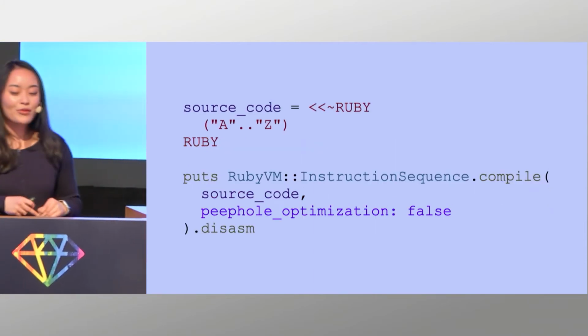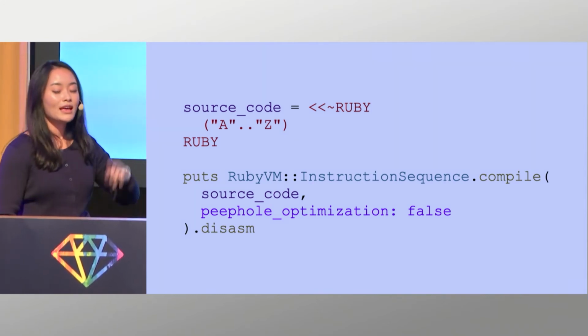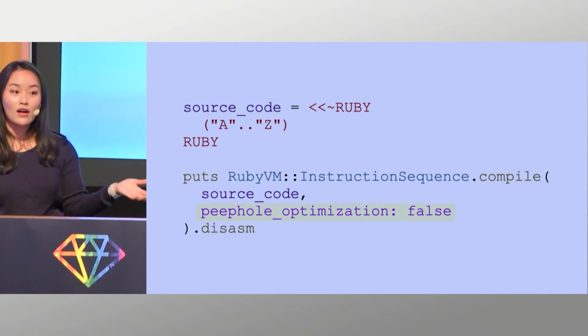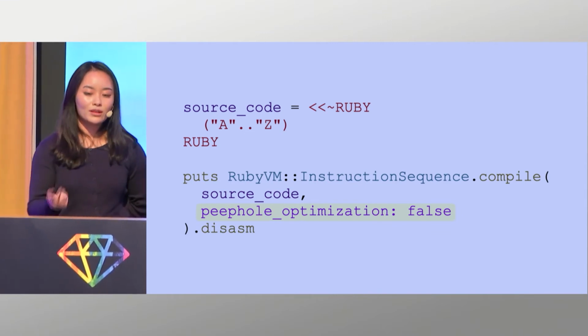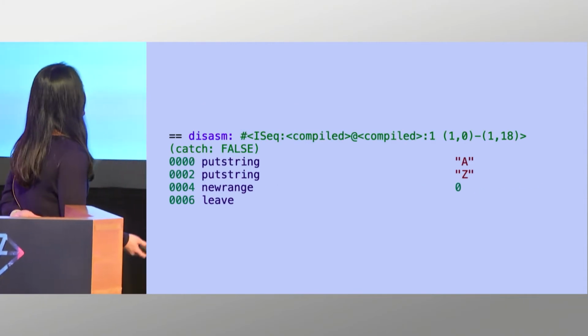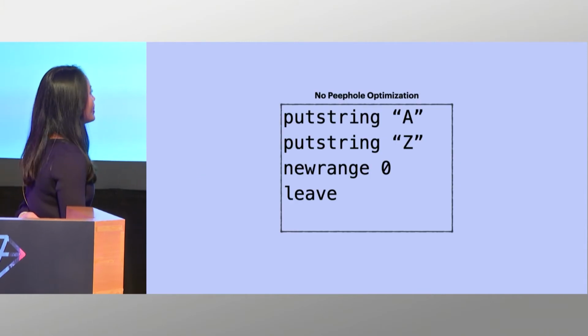So what we want to do is very similar to the first bunch of code that I showed you, except in this case, we're going to turn peephole optimization off. And let's take a look at what the output for this is. So similar to before, this is the bytecode output, but I've simplified it for you.